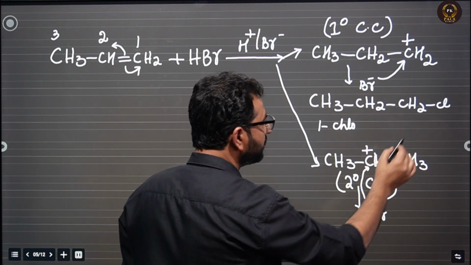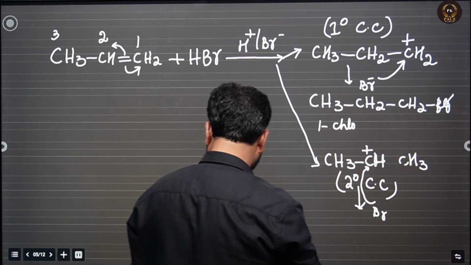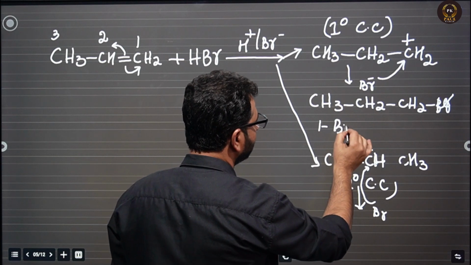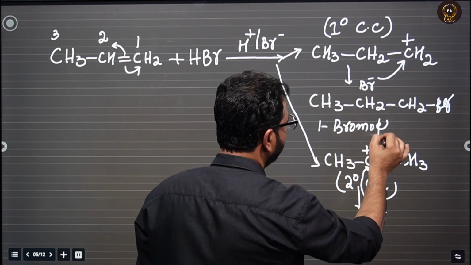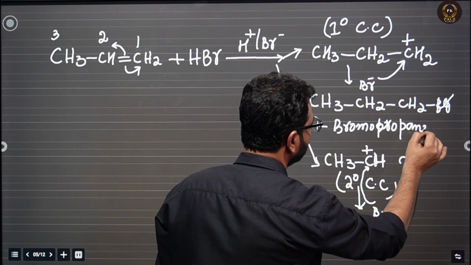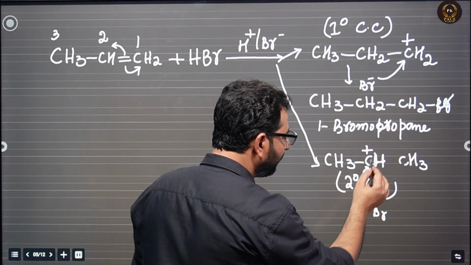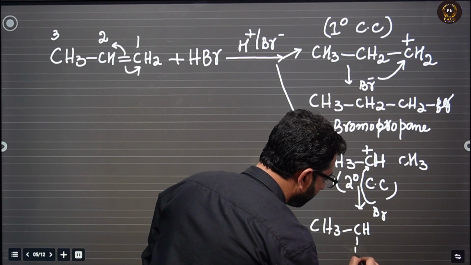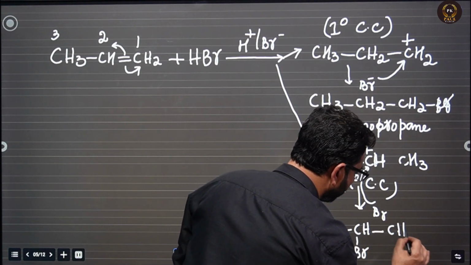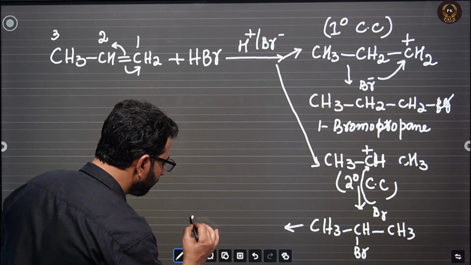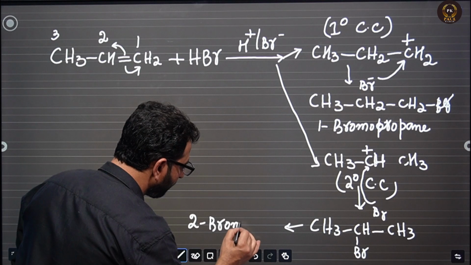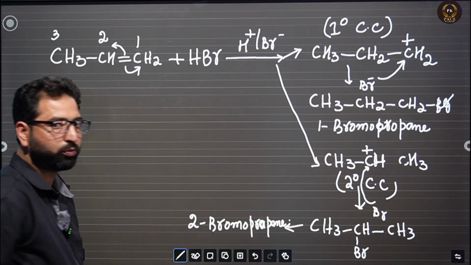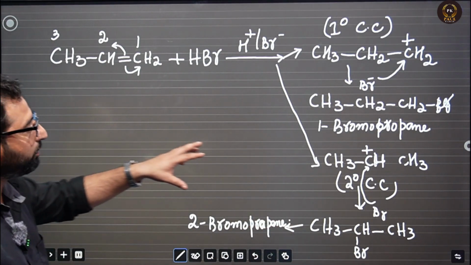Well, the product here with the Br is 1-bromopropane. And what's the product here? When Br will attack here, it will give us the product CH3 CHBr CH3. It is 2-bromopropane. Okay, this is the reason why the major product is this one.